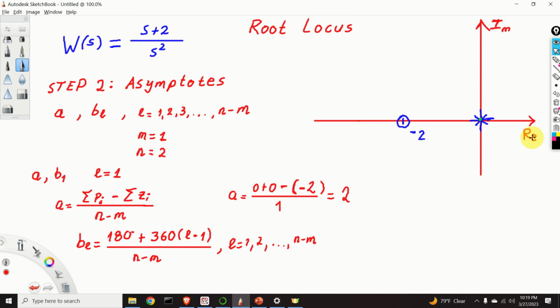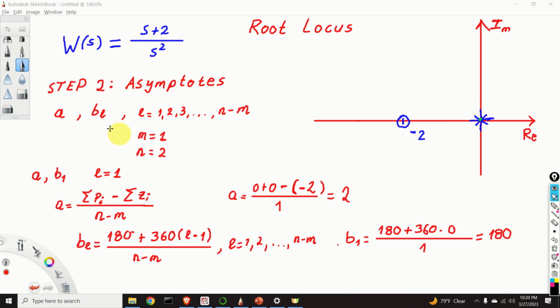Good. Let's see the angle. B1, since L takes only a single value of 1, is 180 plus 360 multiplying L minus 1, and that's 0, divided by 1. Consequently, we have 180 degrees.